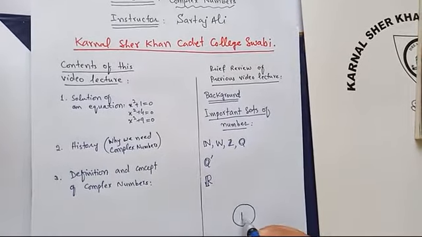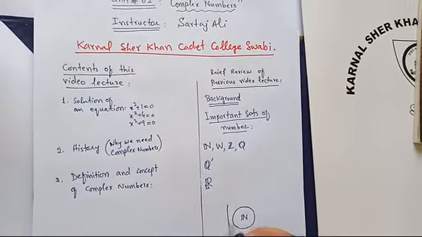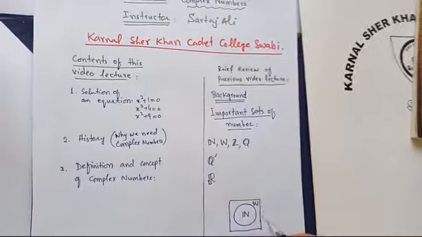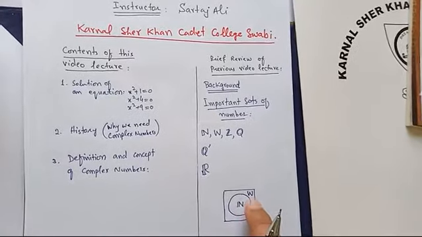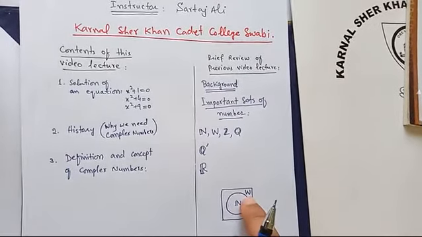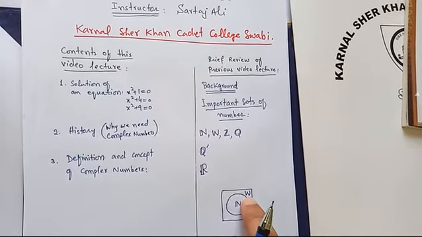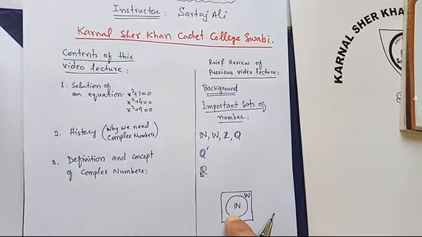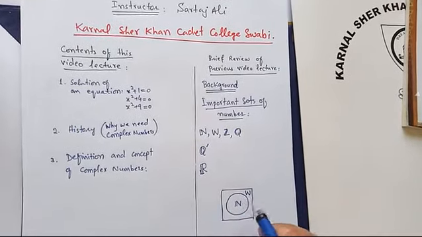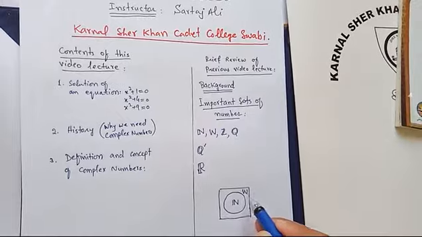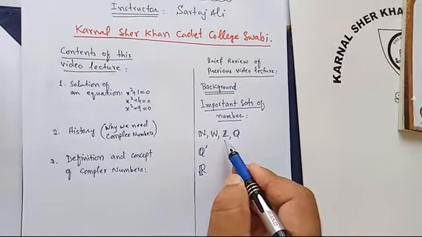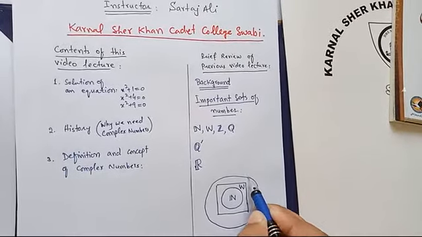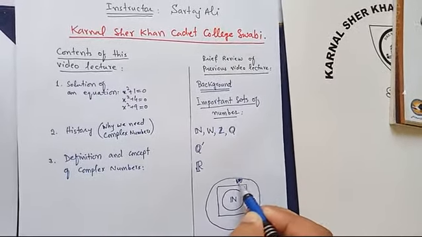So let's say this is the natural numbers. The natural numbers are a subset of whole numbers. Diagrammatically we can show that this N is contained in W, and W also contains one element which is not present in N, that is 0. Similarly, the whole numbers are also present in the set of integers. For that we can make the diagram like this. This is W, this is Z.